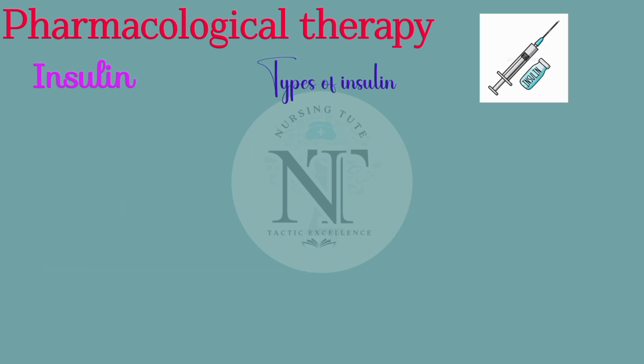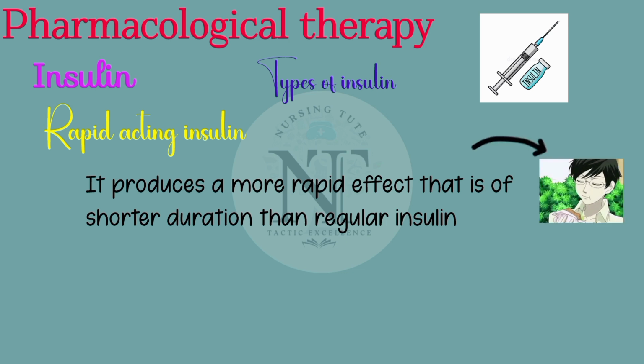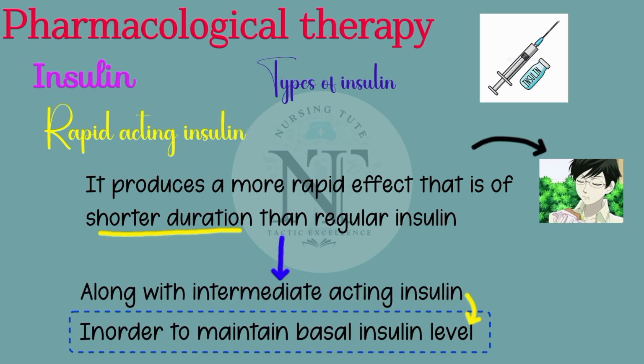And types of insulins. Rapid acting insulin. It produces a more rapid effect and has a shorter duration than the regular insulin. Because it is rapid acting, patients should be instructed to eat food within 5 to 10 minutes after injection. Because of the shorter duration, this rapid acting insulin is given along with intermediate acting insulin in order to maintain the basal insulin level. Examples are Lispro, aspart, and glulisine.